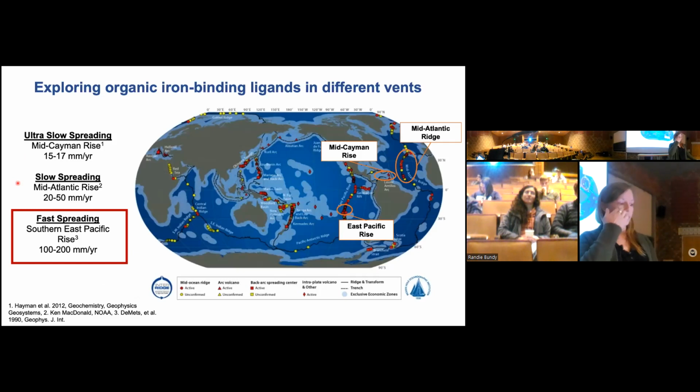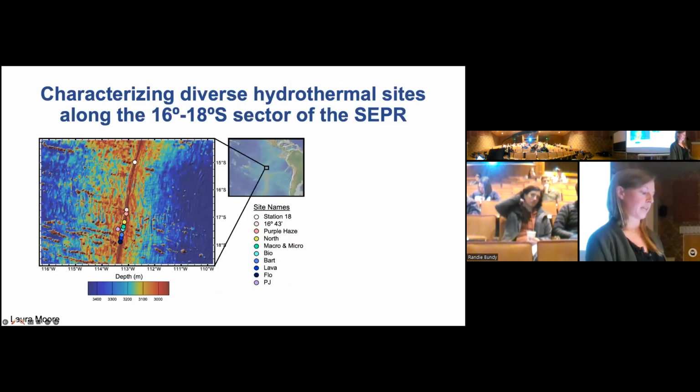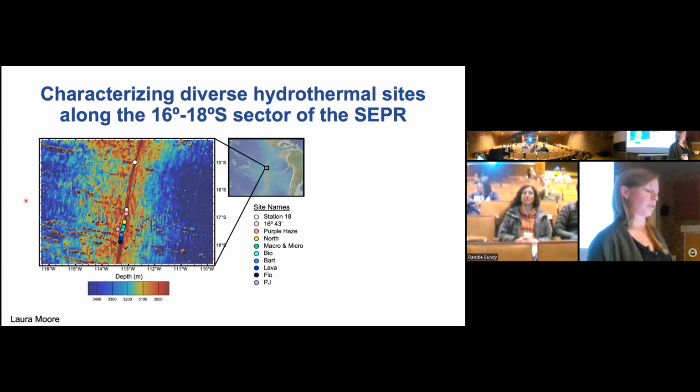Okay, finally, I want to move to this fast spreading center. This is the most recent of the work that we've been doing. And this was led by my student, Laura Moore, who recently graduated. This system is very interesting because we went back to the similar area where that big iron plume was found a few years ago that I showed you in the beginning of the talk. And we primarily focused on sampling this 16 to 18 south sector of the Southern East Pacific Rise, which is known to have a lot of vents.